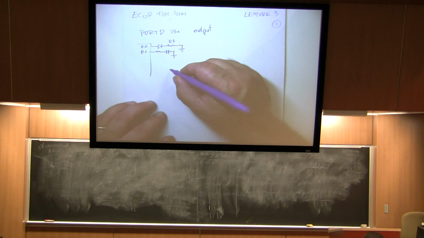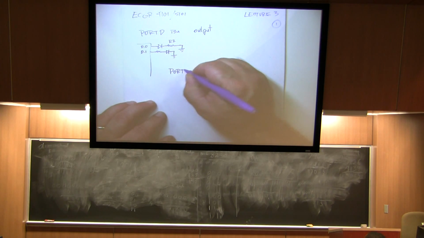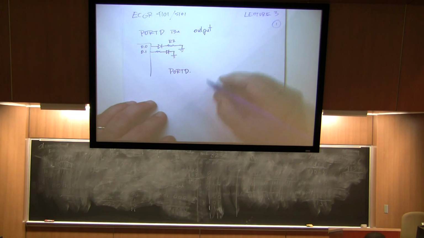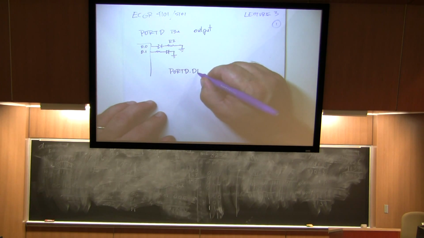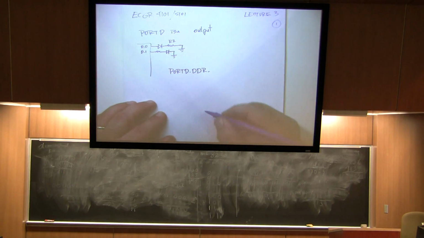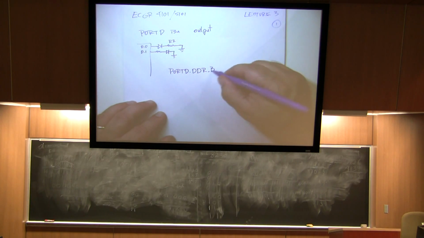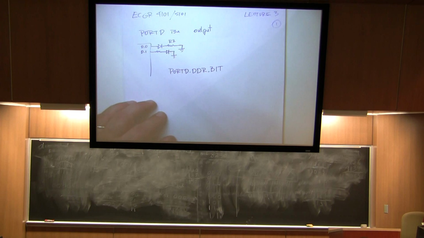Well, I could say port D, because that's what I'm working with. I've got to set the data direction register. I'm going to work only with a single bit if I just want to do the very first bit, right? That must be B0.